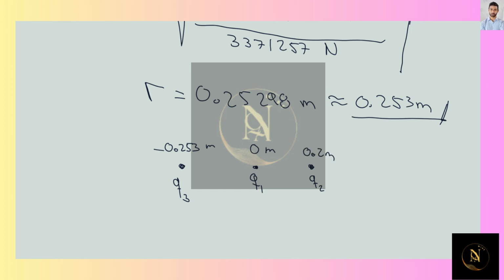And the diagrams of the forces are going to be the following. Q1 is going to experience attraction towards Q2, force Q2 on Q1, and it is going to experience as well attraction, but a little bit stronger, corresponding to Q3 on Q1. So this is going to be the final result.